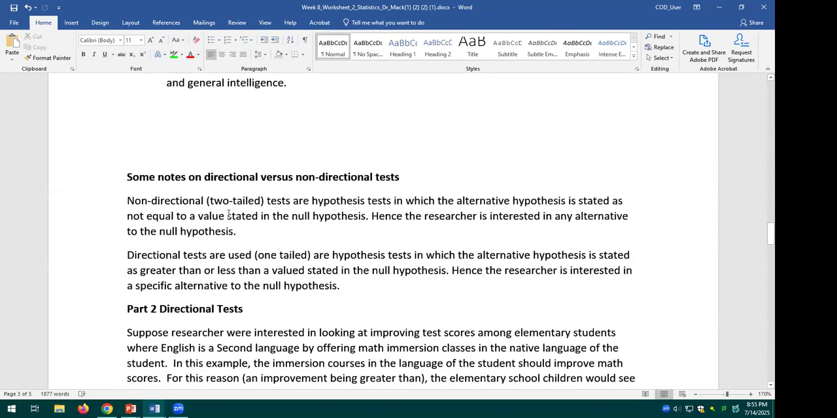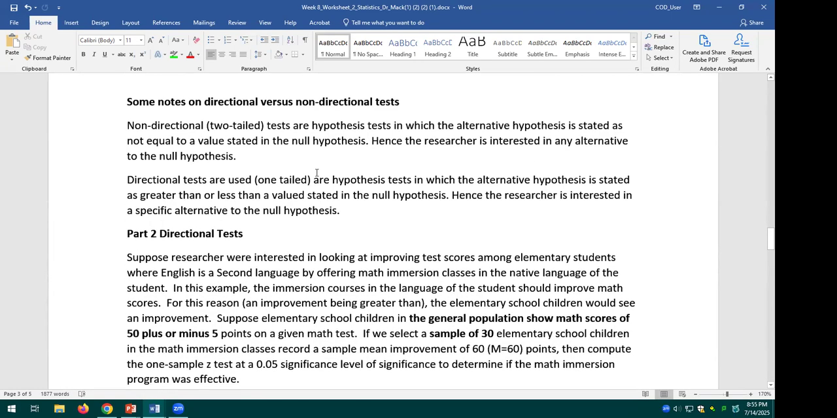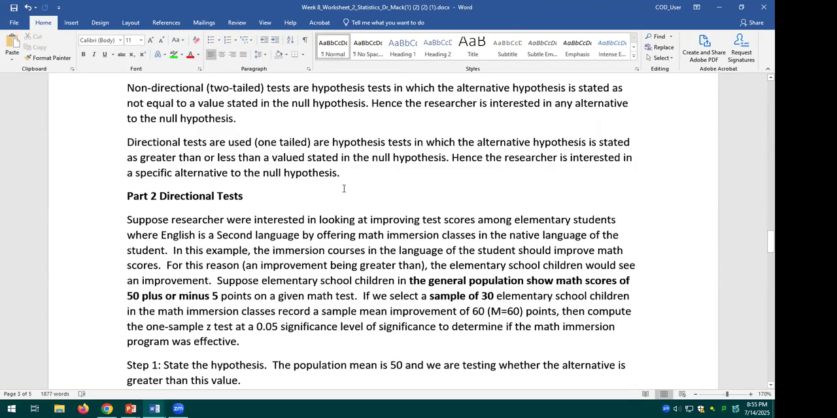So some notes on directional versus non-directional tests. Non-directional, two-tailed test: a hypothesis test in which the alternative hypothesis is stated as not equal to a value stated in the null hypothesis. Hence, we're interested in any alternative, either side of the tail. Directional tests are one-tailed hypothesis tests in which the alternative hypothesis is stated as greater than or less than a value stated in the null hypothesis. Hence, the researcher is interested in a specific alternative to the null hypothesis.